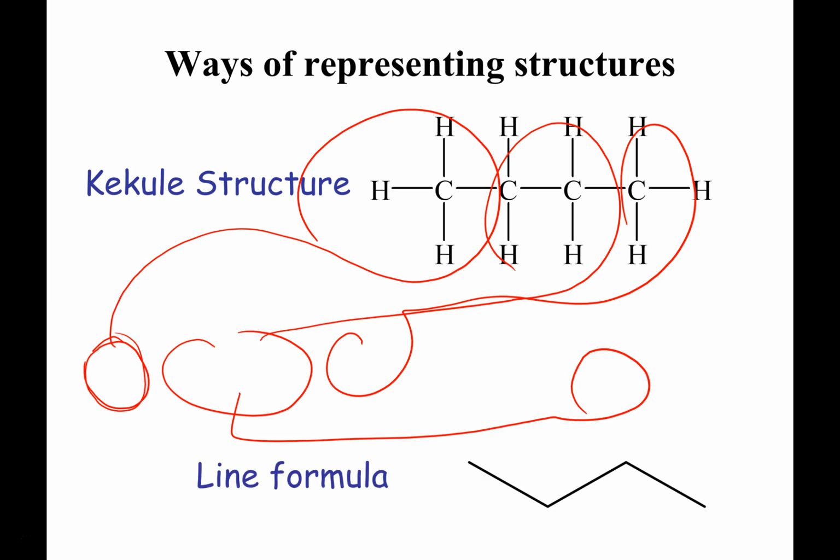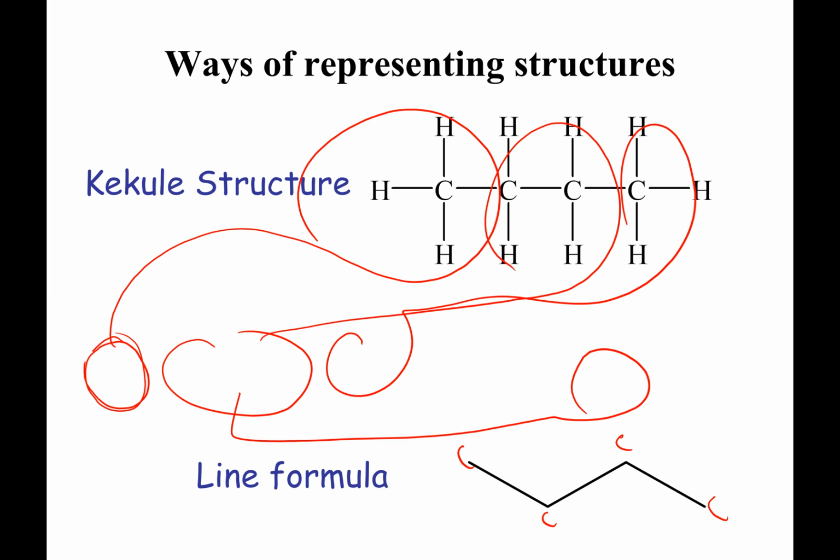Oh, here's the line formula. Check this out. This is butane too. If your line doesn't have any oxygens or anything, it's only carbon and hydrogens. At the beginning of the line you have a carbon, and at the end of the line you have a carbon, and wherever there are vertices, we have carbons. Carbon, carbon, carbon. So there's my 4 carbon chain of butane.